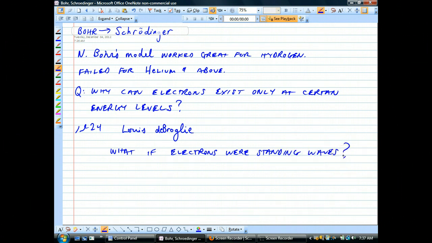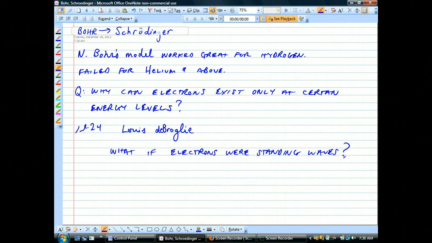So this is his kind of wild, imaginative guess, and I don't know what led him to think this. Maybe it was just thinking about how photons can be waves and particles, and he's saying, wait a minute, light can be waves and particles. What if all particles can be waves?